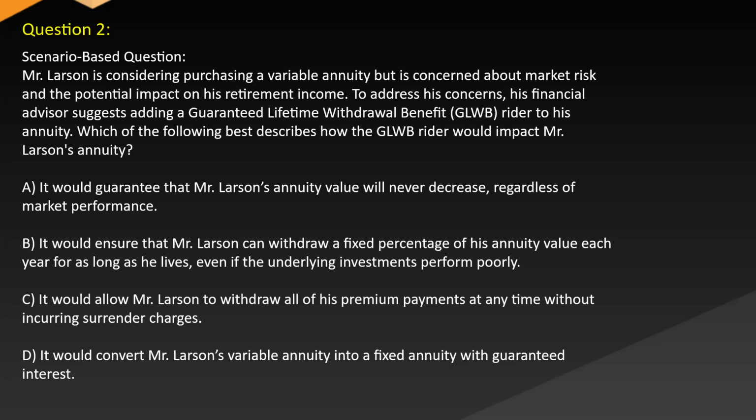B. It would ensure that Mr. Larson can withdraw a fixed percentage of his annuity value each year for as long as he lives, even if the underlying investments perform poorly. C. It would allow Mr. Larson to withdraw all of his premium payments at any time without incurring surrender charges. D. It would convert Mr. Larson's variable annuity into a fixed annuity with guaranteed interest.